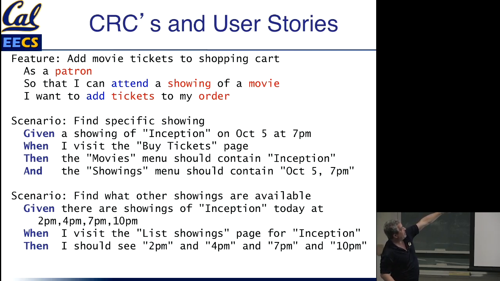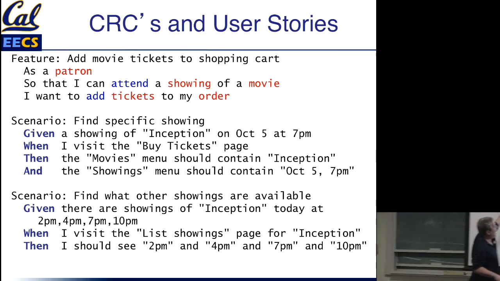Verbs tend to be things that one of the models is responsible for. So as a patron, so that I can attend a showing. Attend is a verb. So somewhere in one of the models implicated in that statement, there's going to be a method that means make it so that this ticket is set to attend or be valid for that movie.